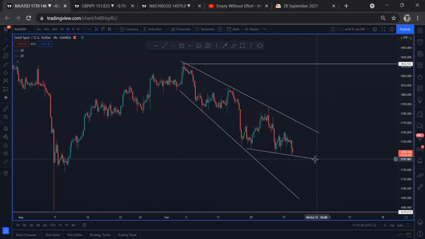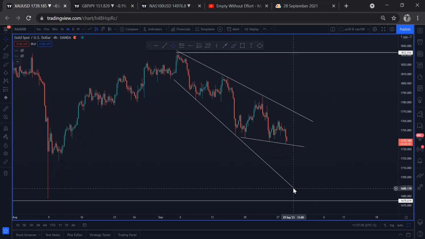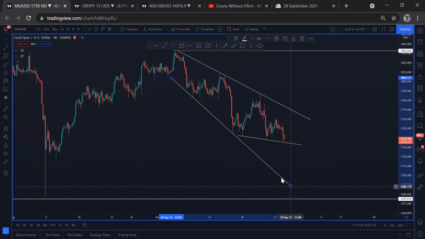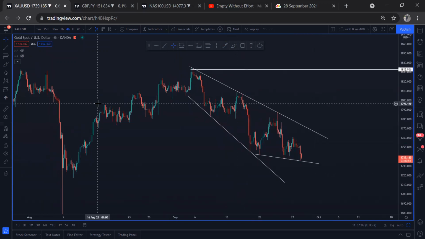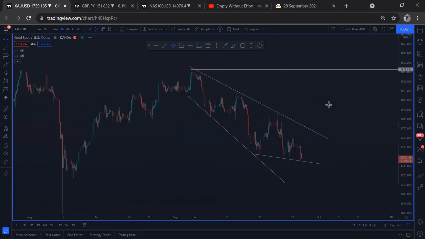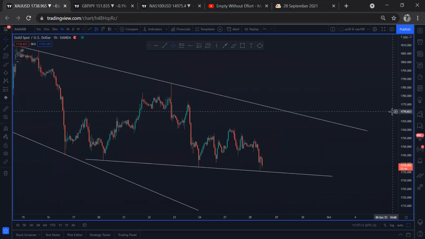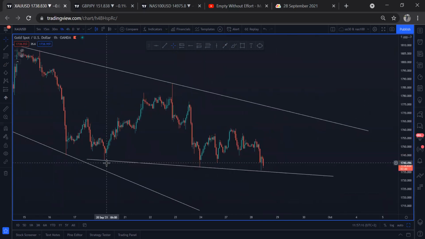So on this second scenario, we need to drop a little bit more down to our H1 time frame. Let me just adjust this a little bit more back. We need to drop in a little bit more to our H1 time frame. So on our H1 time frame, guys, you can see that we have first touch here, we have second touch here, and then this is our third touch.